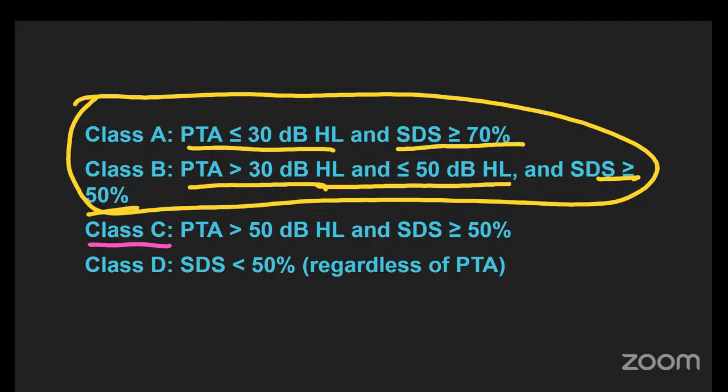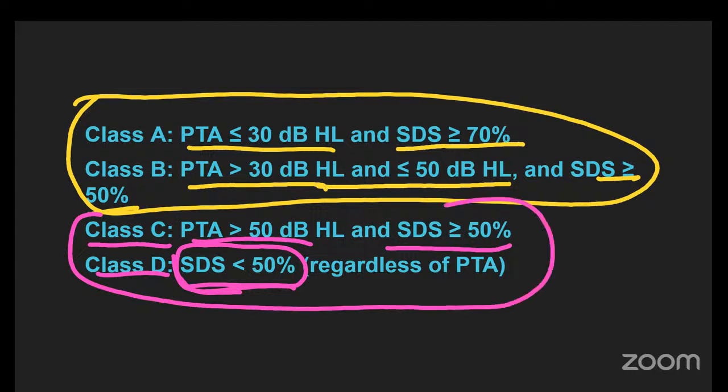Class C, the loss is more than 50 decibels and the speech discrimination score is around 50%. Class D is speech discrimination less than 50%. Any time the speech discrimination drops below 50%, this becomes non-serviceable hearing.